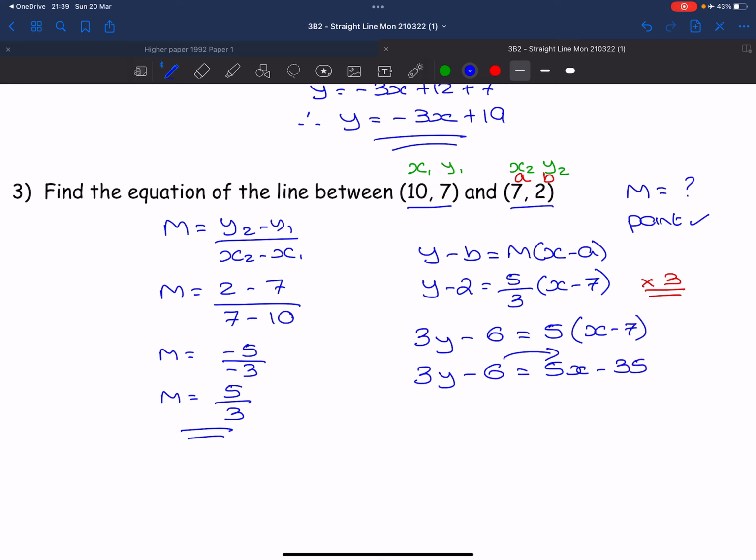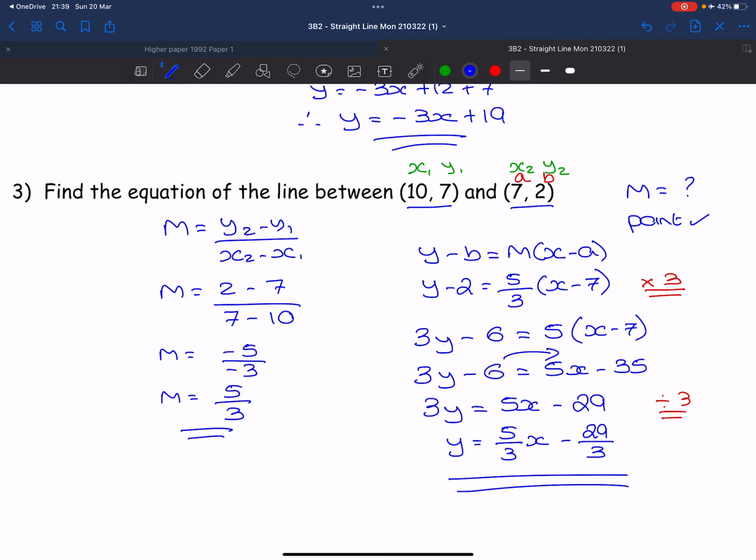Take the minus 6 across. So I get 3y is equal to 5x minus 35 plus 6 will give me minus 29. And now I can divide everything by 3. So if I divide everything by 3, make sure I do the same to both sides. I get y is equal to 5 thirds x, which is the gradient, take away 29 divided by 3, which will not be a nice number, so let's just leave it as a fraction. We just leave it as 29 over 3. And that is my equation. Okay?